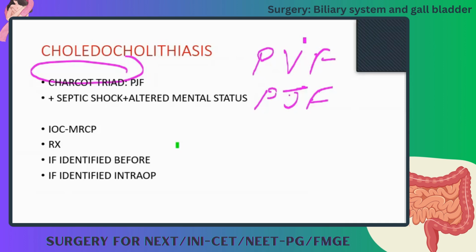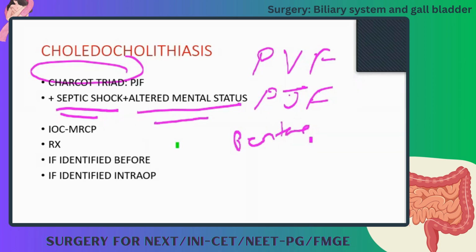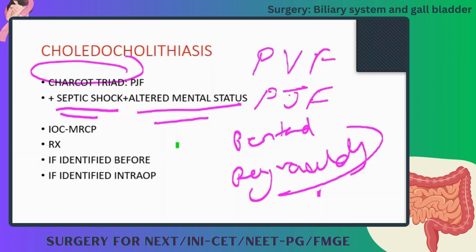Yes, sir. So, these patients may have septic shock and altered mental status also. If they have septic shock and altered mental status, it is not a triad, it becomes a pentad. It is known as Reynolds pentad. So, along with PJF, pain, jaundice, and fever, the patient will have septic shock and altered mental status. If these five are there, then it is known as Reynolds pentad.